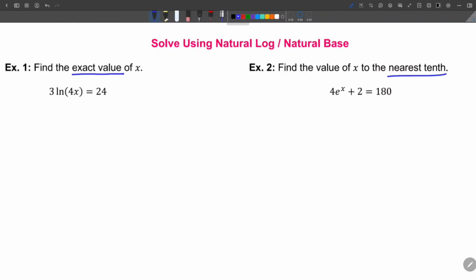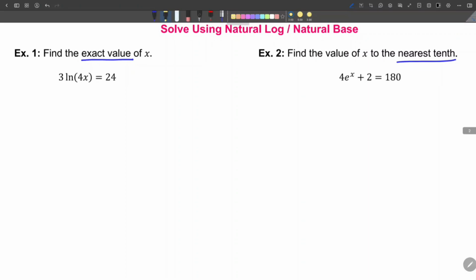The first thing we're looking at is example 1. If we're solving this, there's some value of x that makes this statement true. So 3 times the natural log of 4x is equal to 24. We need to get this 4x all by itself, which means we need to get the natural log all by itself. So we're going to divide both sides by 3, and that gives me the natural log of 4x is equal to 8.